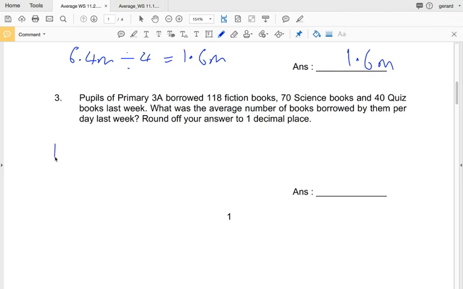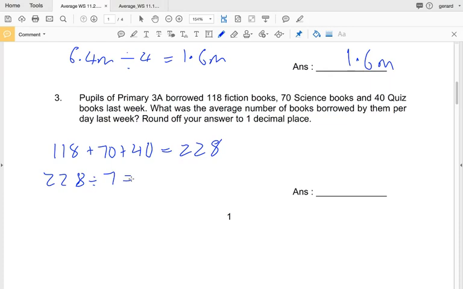Okay, so first we find the total number of books. From here, 10, 2, 2, 8. Now after you get 228, divide it by the number of days, 7 days a week. Now you notice here if they say round off your answer to 1 decimal place, it means you're probably going to get a decimal.